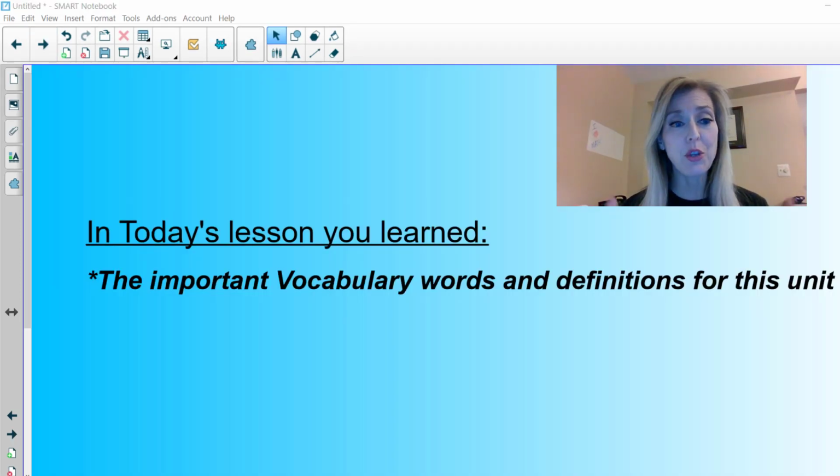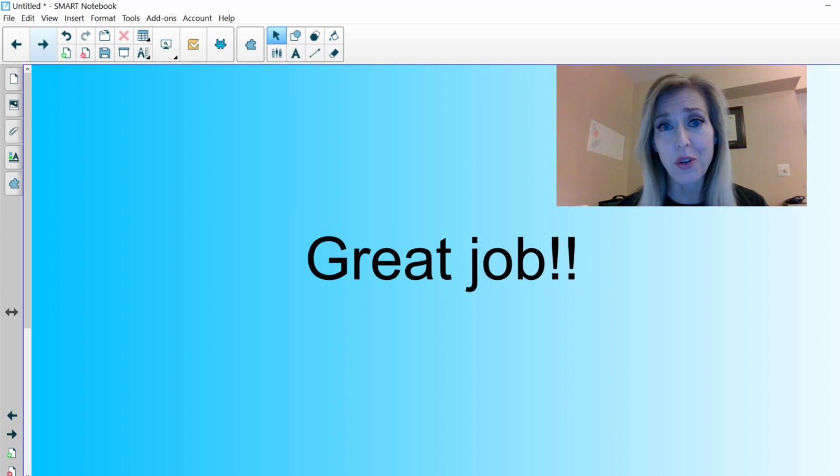So today you learned the important vocabulary words that we are going to need for this unit, like equations, inequalities, variables, constants, and so forth, and coefficients as well. So great job. That was a lot of vocabulary to learn at one time and to practice.